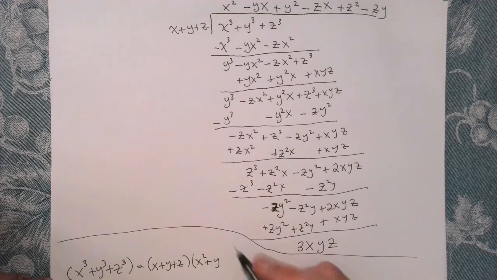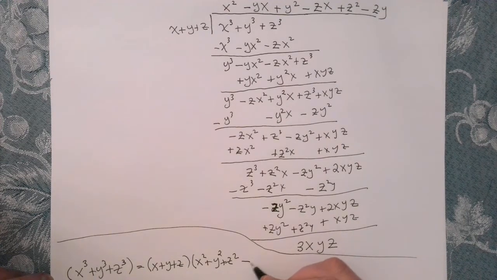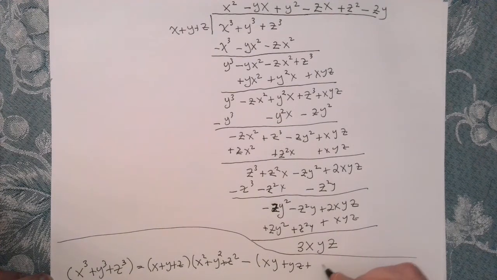I was hoping it would bring forth x squared plus y squared plus z squared, and it did. And then minus, I can just factor out that minus, right? So that'll be xy plus yz plus xz, which seems handy, plus our remainder.